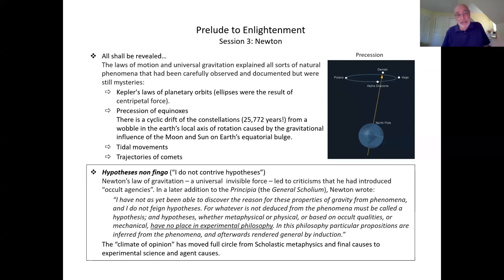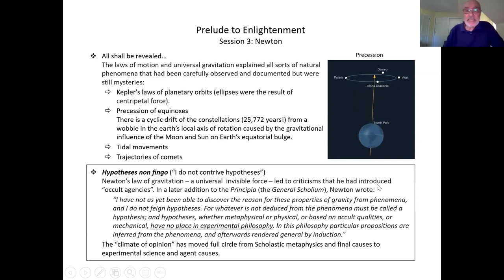So for instance, the main one being Kepler's law of planetary orbits. They were ellipses, and it was the result of gravitational pull and centripetal force, the speed and angle of the movement forced the orbits into ellipsoid patterns. And now we have an explanation for why that should be the case. That was mathematically measurable, formulable.